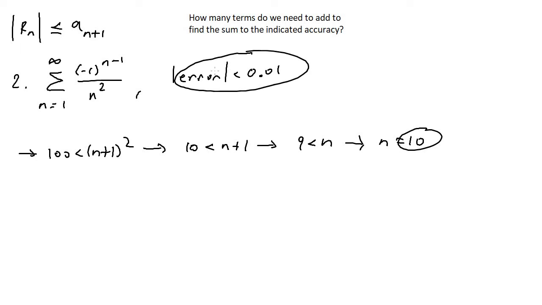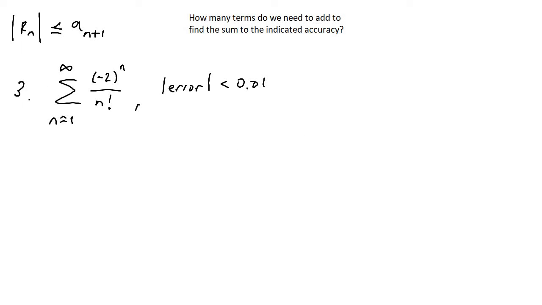So now for number 3, we have the series from 1 to infinity of negative 2 to the n over n factorial, and we need to make sure the absolute value of the error, or the remainder, must be less than 0.01. Once again, the first step is to make sure that the series converges. I can separate negative 2 to the n into negative 1 to the n times 2 to the n, over n factorial.